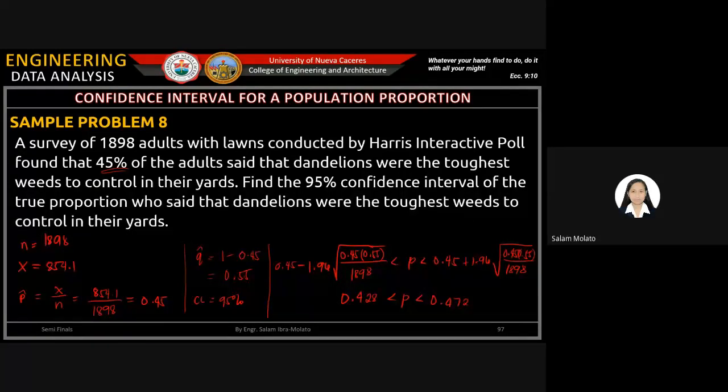Yes po, Miss Astrologo. I just pressed it, ma'am. Sorry po.